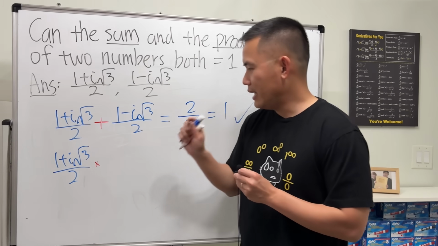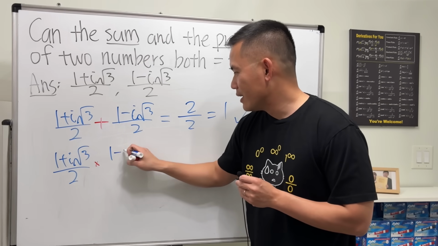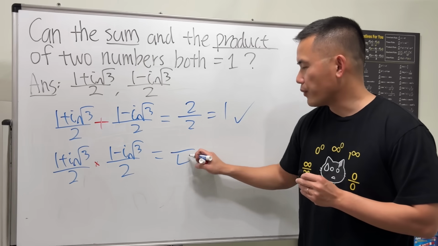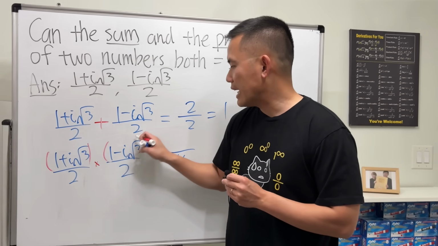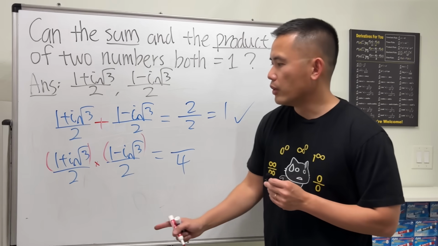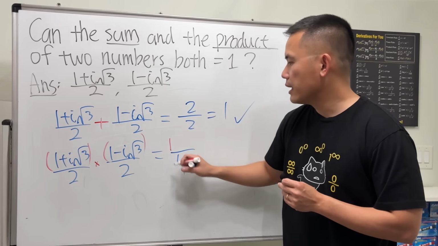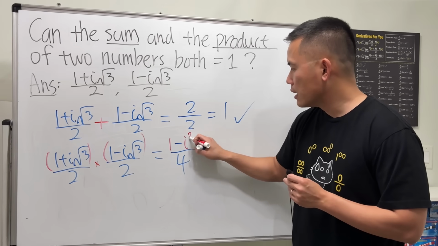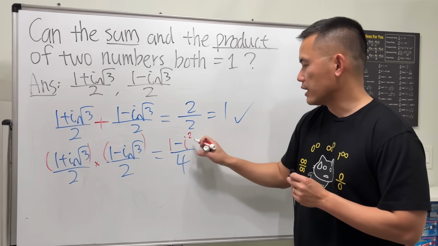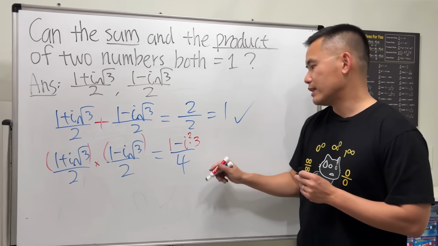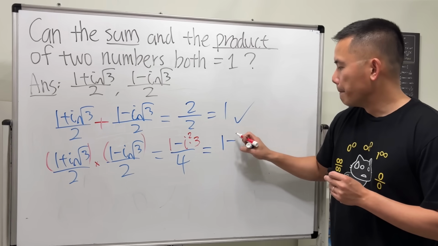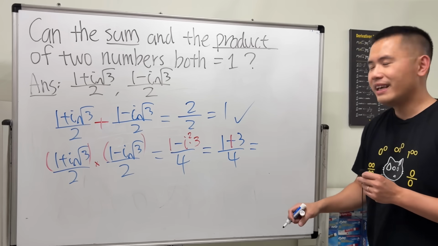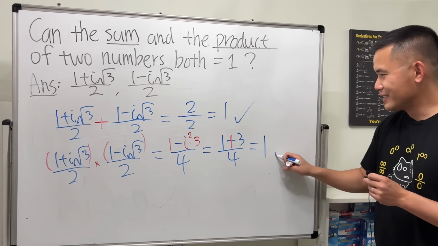Now, if we multiply them together, let's just put a little baby x for multiplication. The bottom is just 2 times 2, which is equal to 4. On the top though, this times that, they are just conjugates of each other. So we can just square the first, which is 1, and then minus square the second. We have i squared, and square the square root of 3, we just get 3. But i squared is equal to negative 1. So this is 1 plus, and then we have the 3 over 4. And of course, that's 4 over 4, and that is equal to 1 as well. So that checks as well.